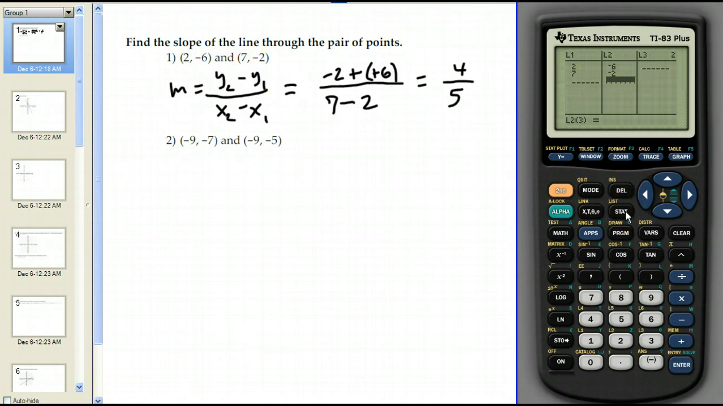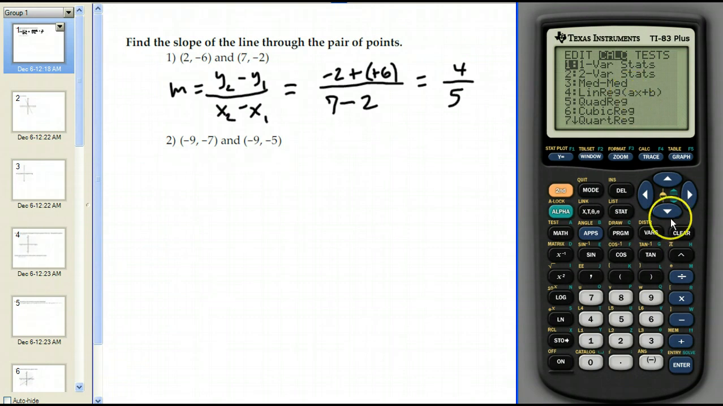Alright, if you got your points put in there properly, press the, I'm sorry, not math, stat button. Come over to calc. Alright, and then come out to linear regression. Notice it has ax plus b, and we're used to seeing y equals mx plus b maybe. They're just replacing the letter m, which represents the slope, with a, which represents the slope. But the slope is whatever's in front of the x, or the variable. So we're going to choose option 4.